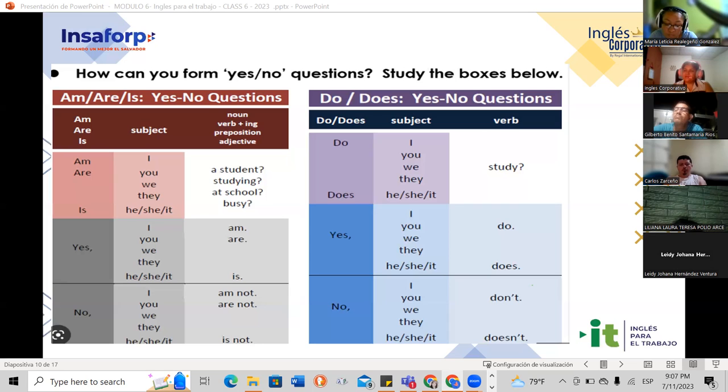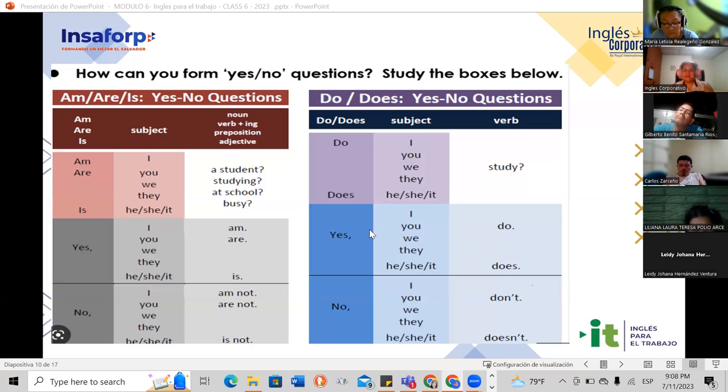For example, if I ask you, where do you live? Right? I am asking the place, where do you live? Is it incorrect if I said, where are you live? Yeah, it's incorrect. Live is a verb of action. Am, are, is is like estar. No es donde estamos, sino que el vivir viene de una acción.